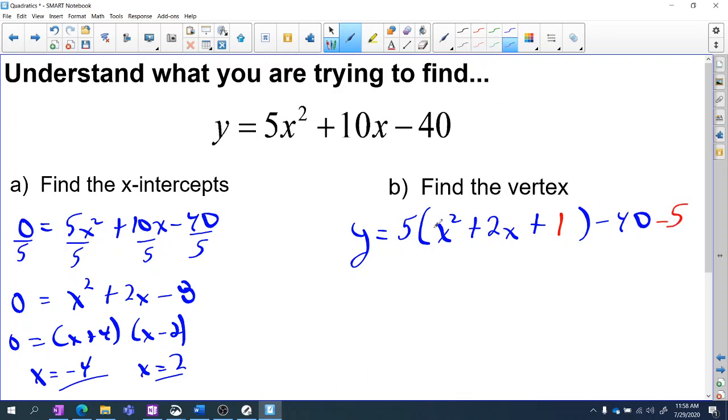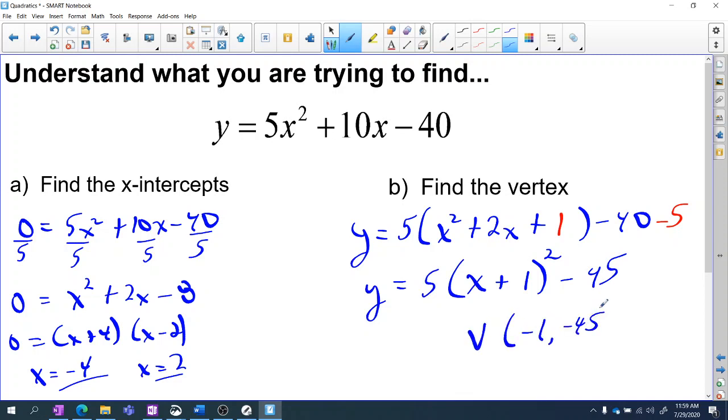Hopefully this is ringing a bell. We did this, or you should have done this in your last section. Square root of the first, sign of the middle, square root of your third one, all squared. And now the vertex is -1, -45.